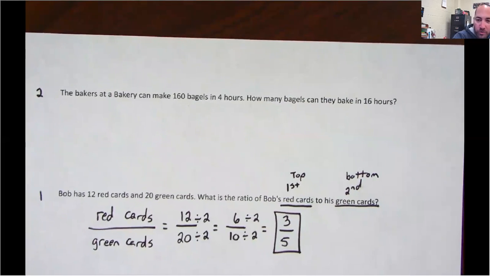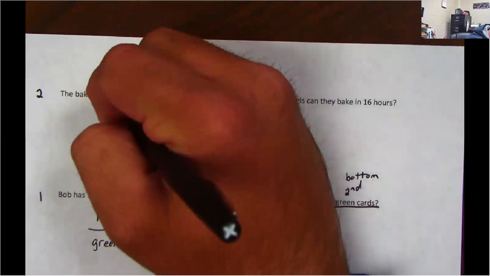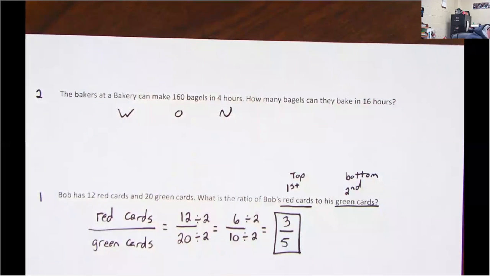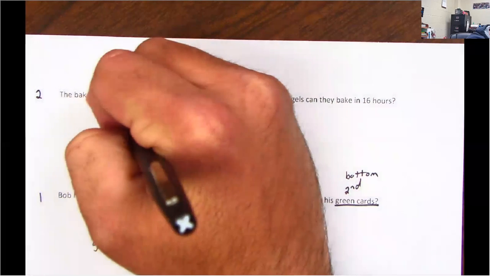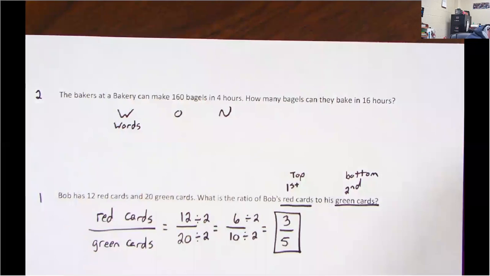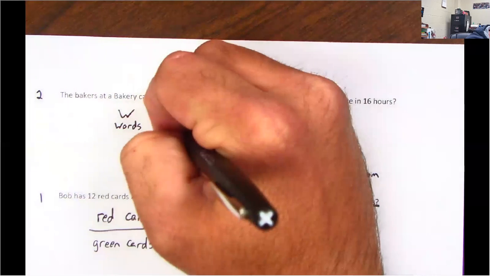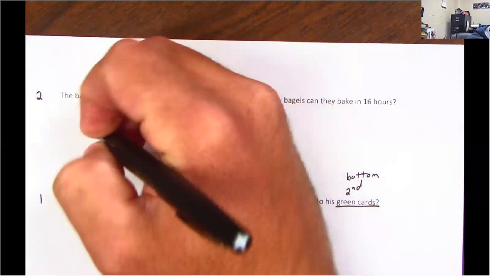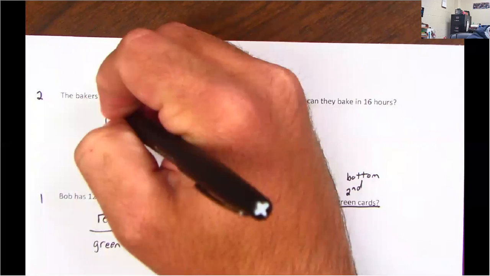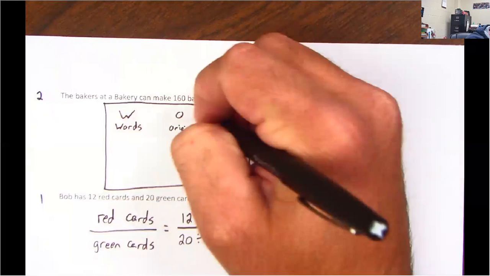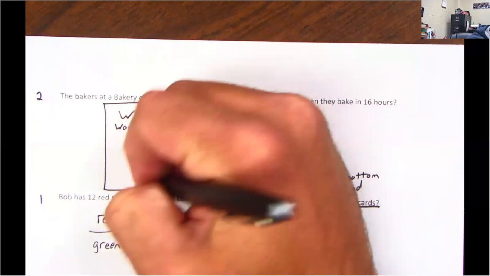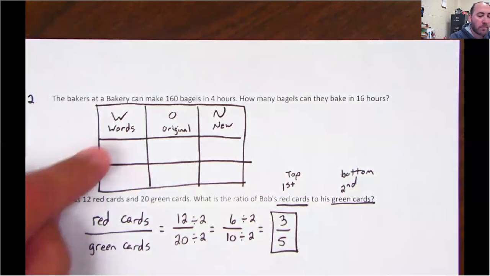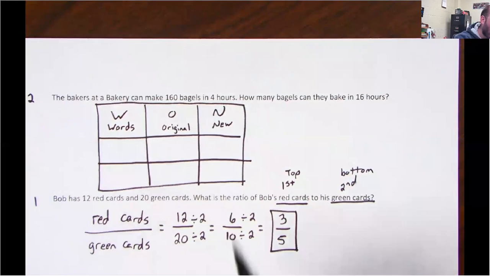All right. Now I'm going to show y'all something a little bit new. This is called a WON chart. The W stands for words. The O is the original information. The N is the new information. So guys, the words, that's just what you're comparing. Again, whatever comes first goes on top.